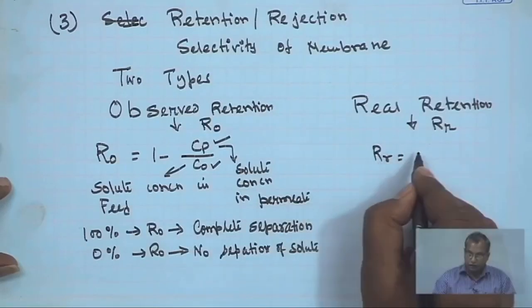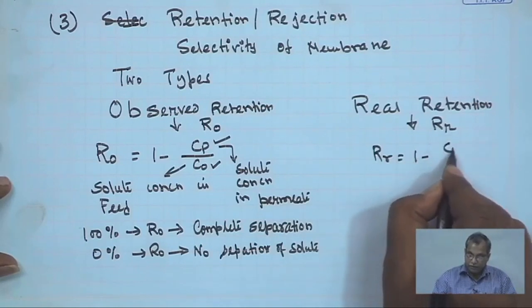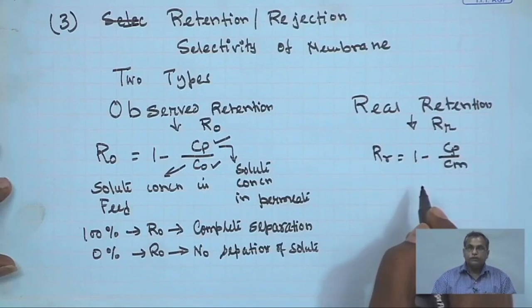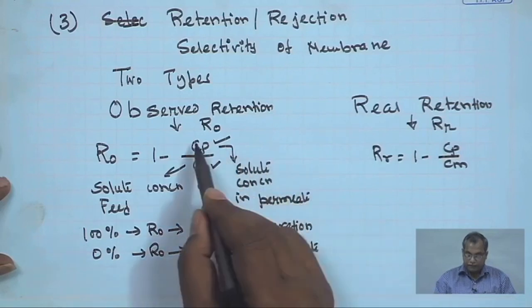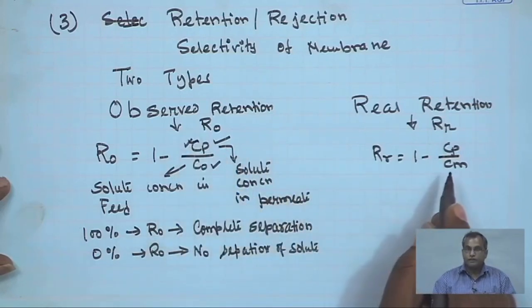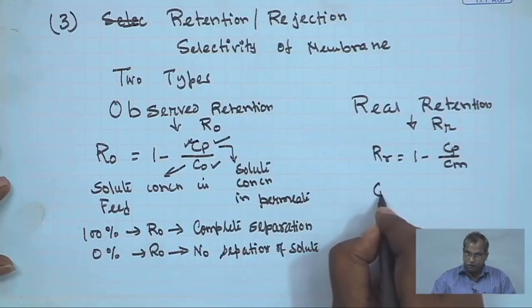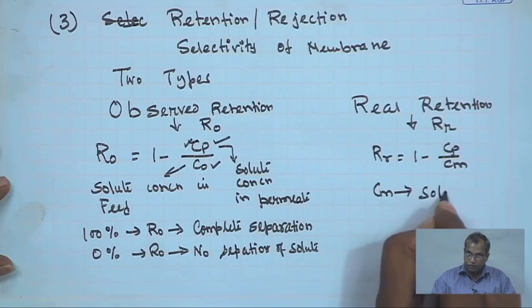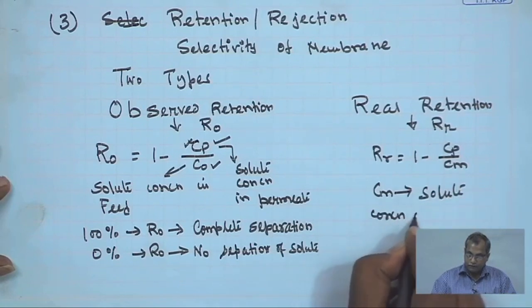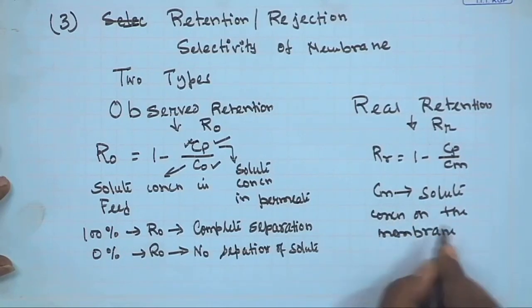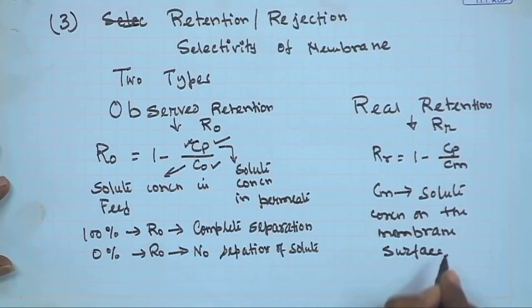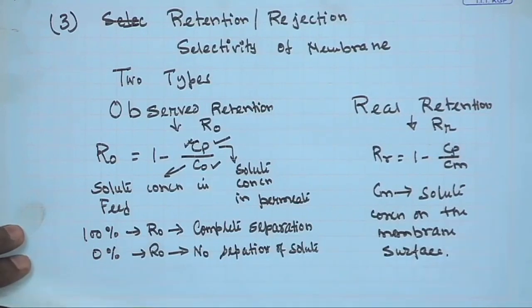What is the real retention? The real retention is the actual potential of the membrane to separate. It is defined as 1 minus C p by C m. Now, let us define what C p and C m are. C p has the same definition as here: the solute concentration in the filtrate or the permeate stream. So, what is C m? C m is nothing but the solute concentration on the membrane surface. So, what is the difference between the real retention and the observed retention? I will be coming to that in the next minute.